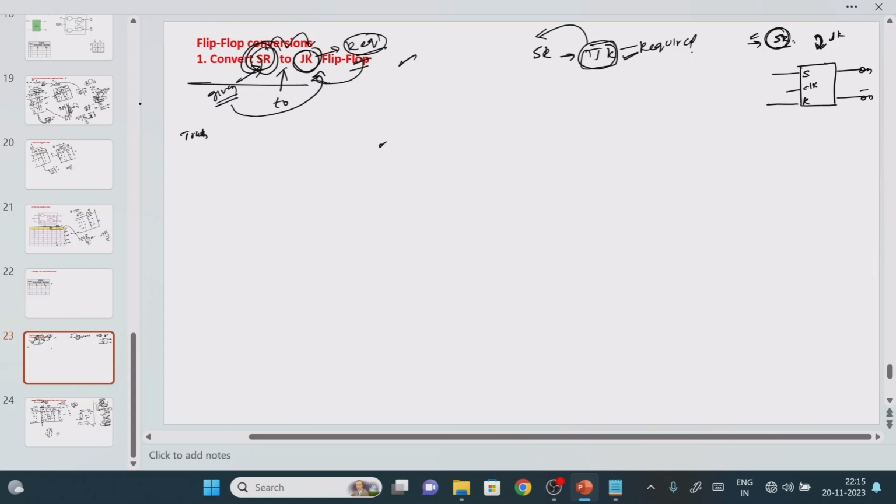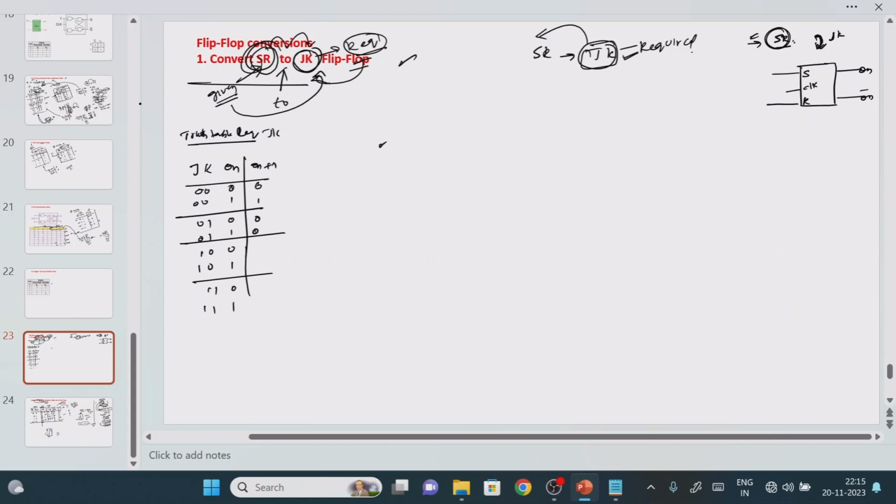So the first step is the truth table for the required flip flop. What is the required flip flop? JK flip flop, right? So just write the truth table for the JK flip flop, as we discussed in the previous classes. Let me quickly write the truth table. What is the assumption value? 0 1 0 1 0 1. What is the answer? No change, reset, set, toggle condition, right? So this is the JK flip flop truth table, nothing but the required flip flop.